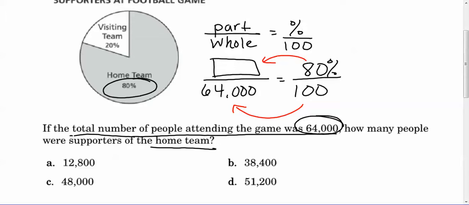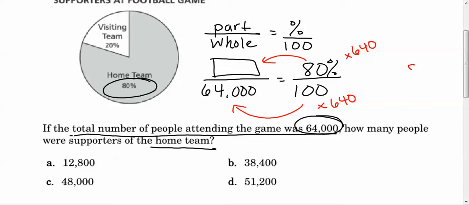All right, so if we're seeing how many times we have to multiply 100 to get to 64,000, we would do that when you divide 64,000 by 100. That means we're multiplying 100 by 640. Because again, you would tack 2 zeros on the end. That would give you 64,000. So we're going to take 80 and multiply that by 640 as well.